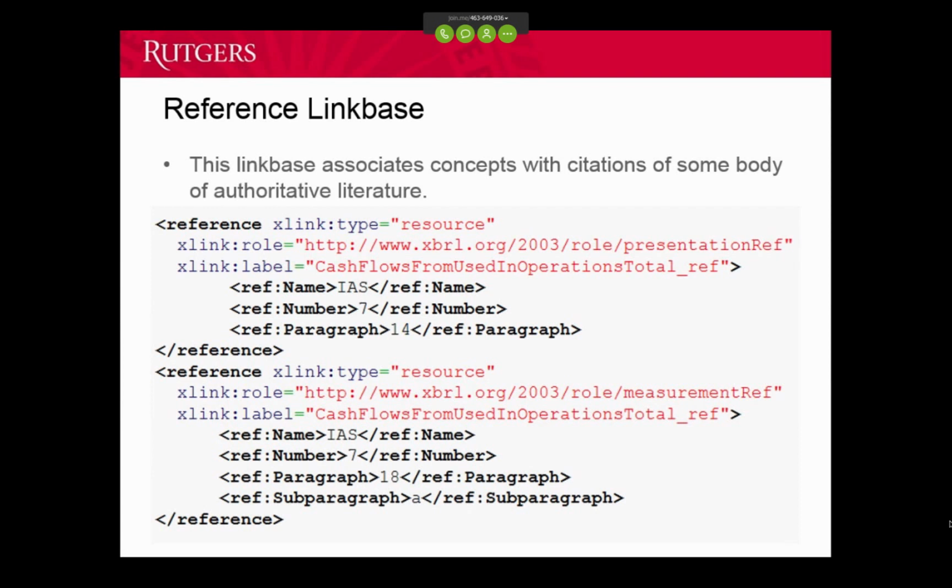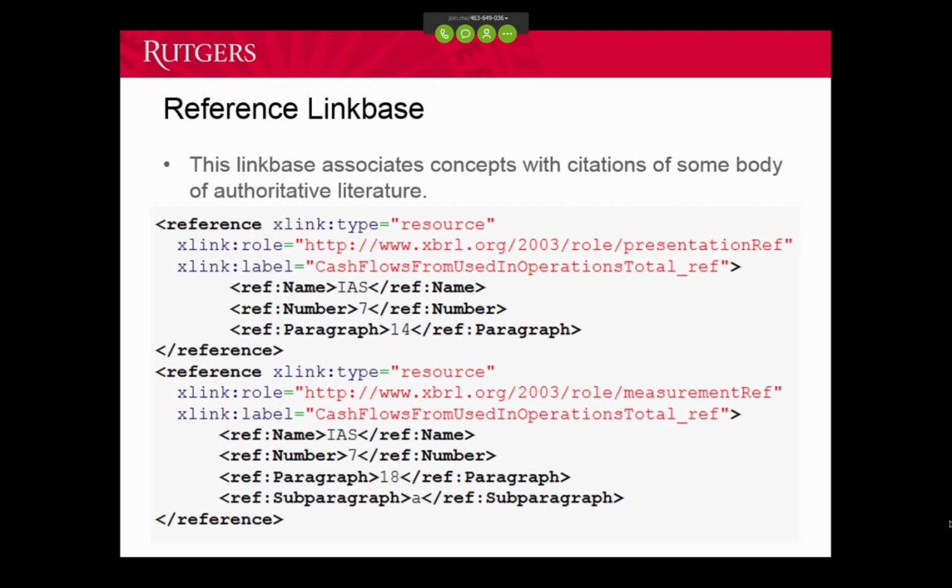So the reference link base, and you see these are XML documents as well, gives the authoritative reference for certain concepts. So if you look at this concept, cash flows from used in operations total, then you can go to the International Auditing Standard 7, paragraph 14, and learn all about this concept. So you know what to report there. And here's another reference for the same concept, looks like. Yeah, reference number 2, IAS 7, paragraph 18, subparagraph A. And we saw this when I was browsing through the XBRL document on Edgar.